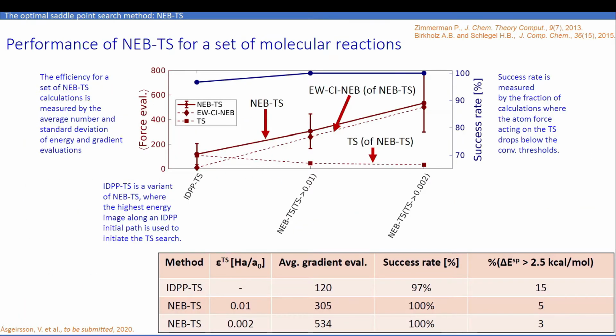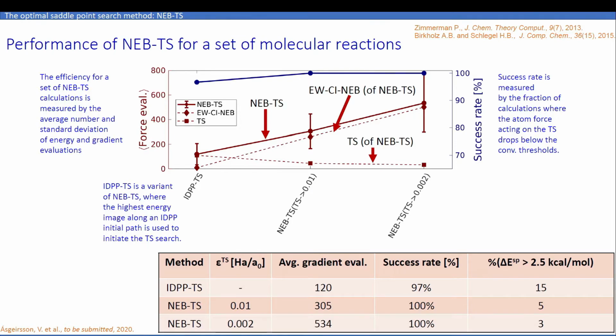Using the same test set as before for the clamping image NEB calculations of 121 main group molecular reactions, we evaluated the performance of the NEP-TS method with different values for the TS activation threshold. The efficiency for a set of NEP-TS calculations is measured by the average number of the total energy and gradient evaluations required for the TS to converge and is shown by the red y-axis. Standard deviation of evaluations is shown by the error bar here. The success rate of NEP-TS is measured by the fraction of convergent calculations and shown by the blue y-axis.